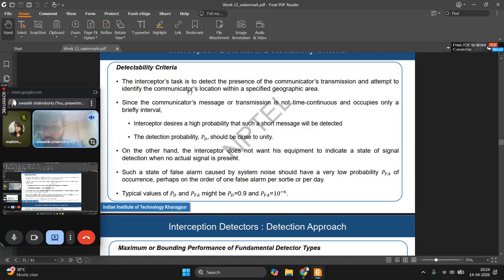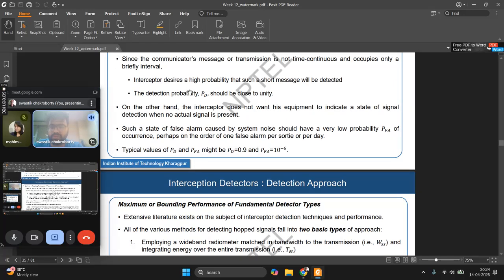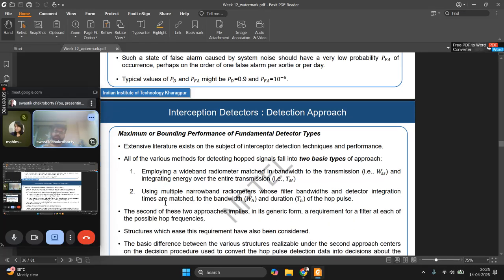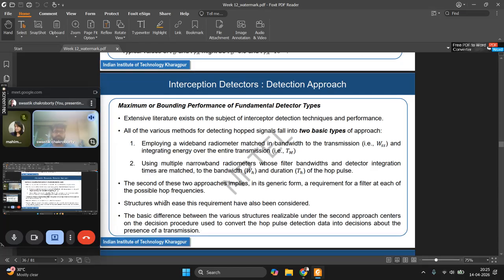Enemy incoming, always. Or the vice versa might happen, that your PD is low, so you are not able to detect your enemy at all. You are not getting any false alarm because you are not getting any alarm at all. So both are not desired. This is the task of our design. PD should be as close to 1 as possible and PFA as close to 0 as possible. Typical values used in defense systems are 90% PD and 10 to the power minus 6 false alarm probability.